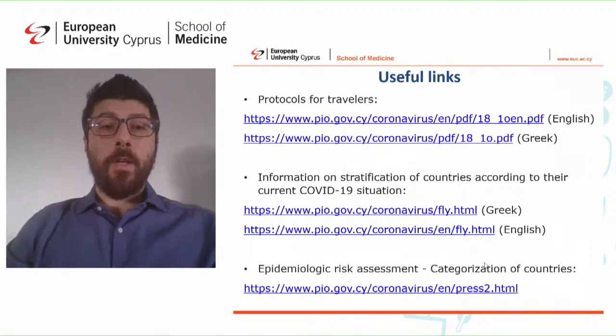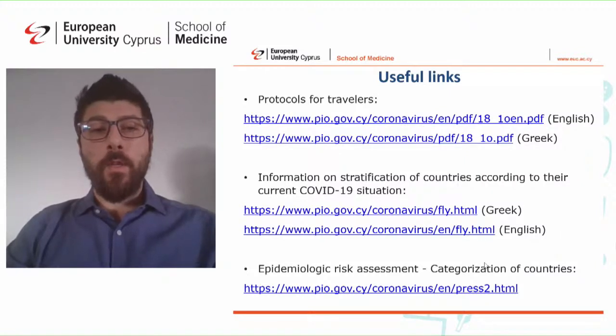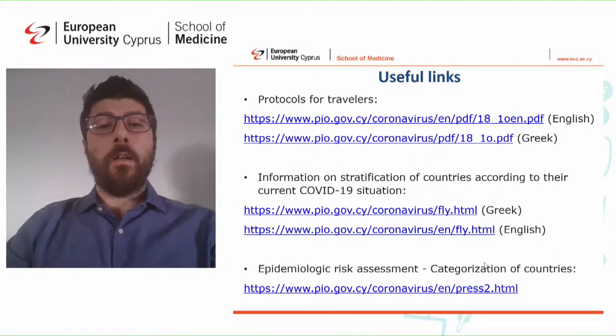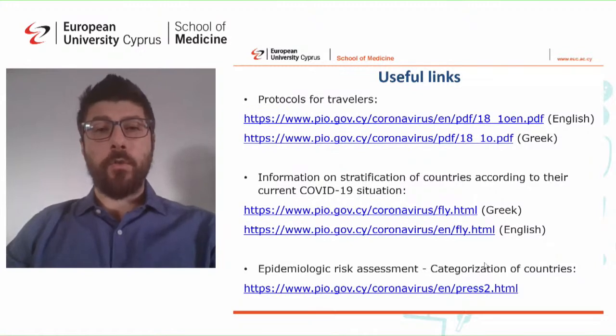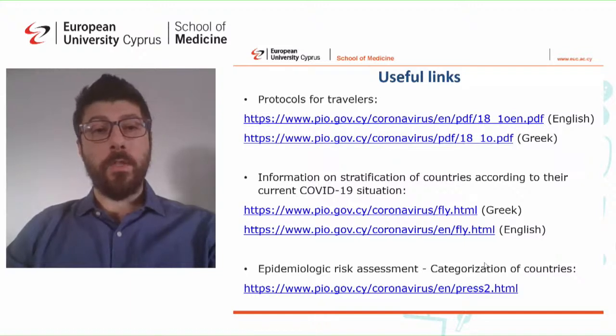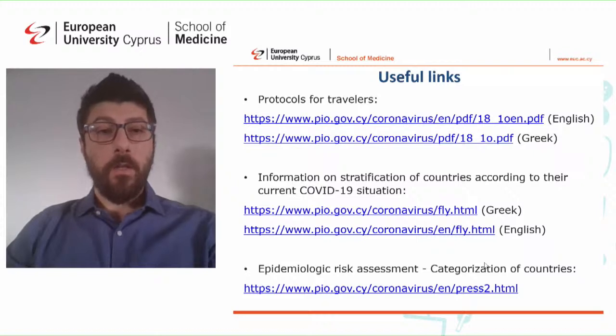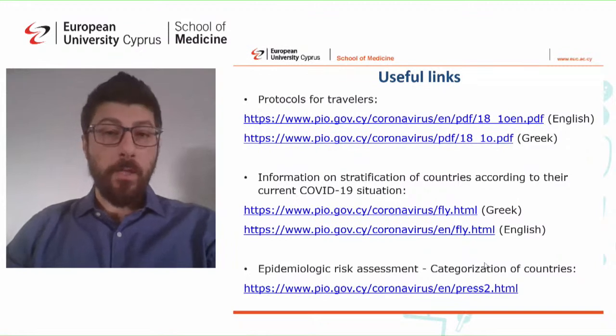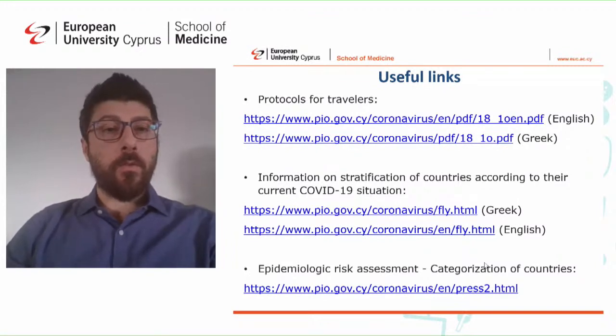And these are some useful links. Okay, there are specific links, and you can see our PIO, the Public Information Office of our government, has a whole list of instructions and recommendations and information on their website. Right? Their website is www.pio.gov.cy/coronavirus. This is the main one, but even if you just Google PIO Cyprus coronavirus, it will take you to that website. We have links with protocols for travelers in English and Greek.